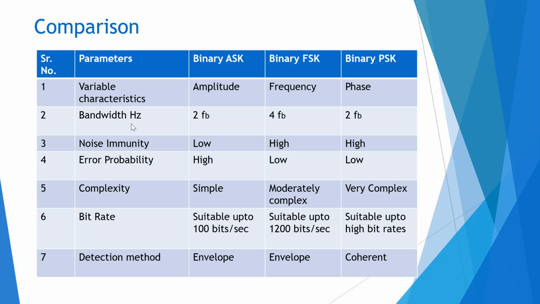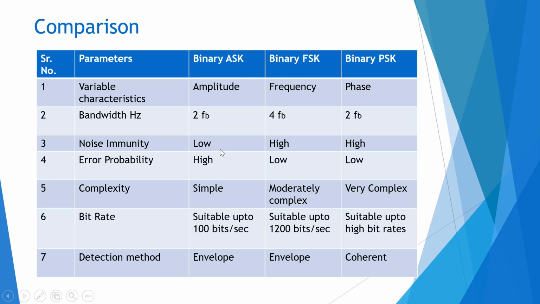Now, if we consider noise immunity, noise immunity is very low in case of ASK, and for the remaining it is very high. The reason for this is very simple: noise always affects the amplitude, and in ASK the amplitude of the carrier is changing. So obviously the effect of noise is very high, and the noise immunity is very low.